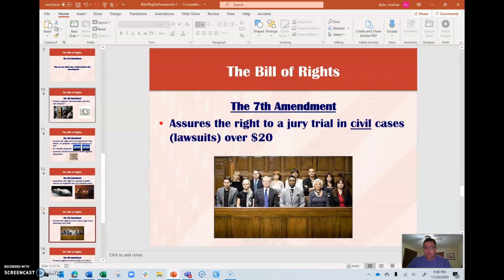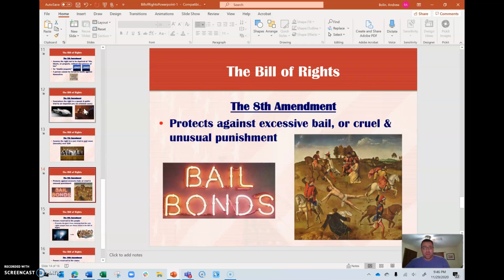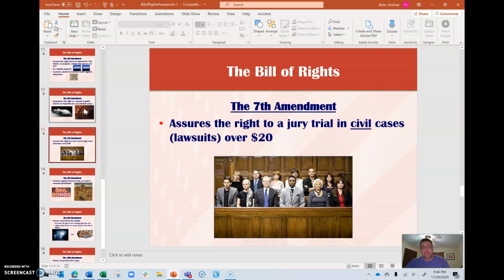The Seventh Amendment assures the right to a jury trial in civil cases, and these are lawsuits that are filed of over $20. And going real quick back to the Seventh Amendment, all that means is that if the case is over $20, you are allowed to file it.